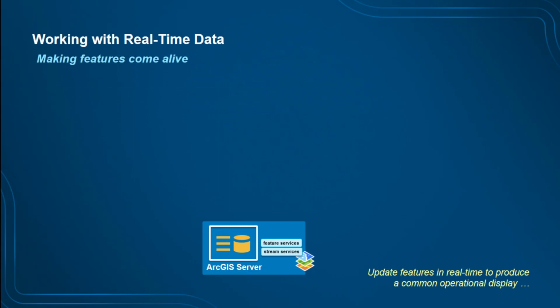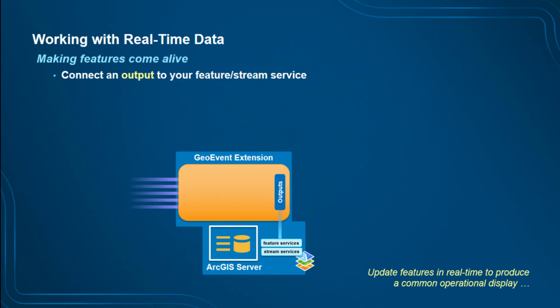So how do you work with real-time data in ArcGIS? Let's take a look at the high-level steps for making features come alive. The first step in this process is to connect the output to your feature service or maybe the stream service.